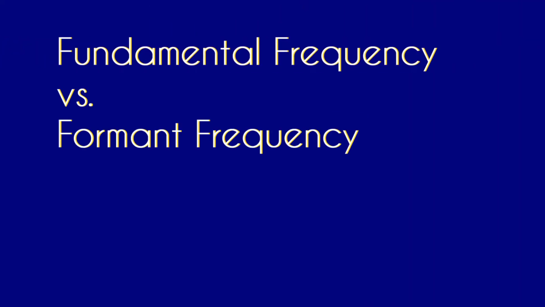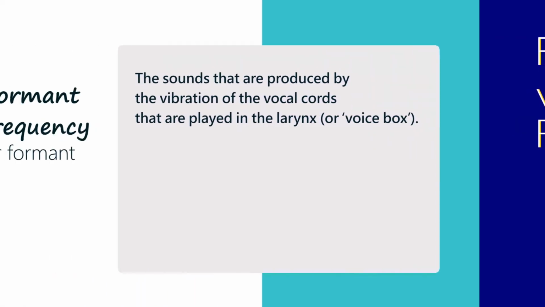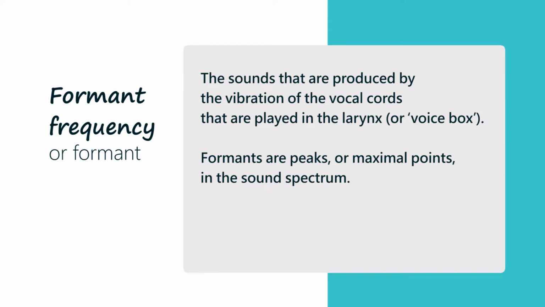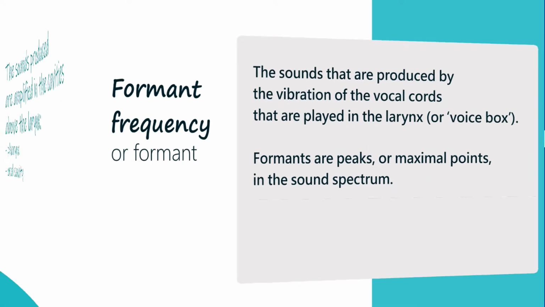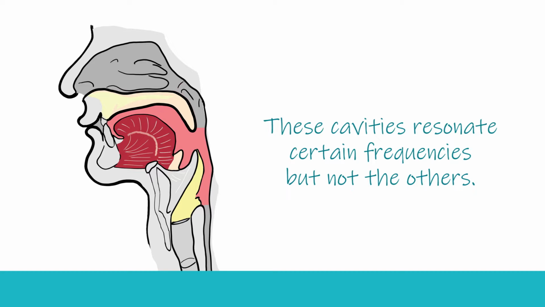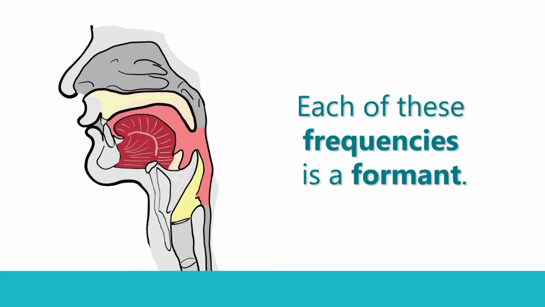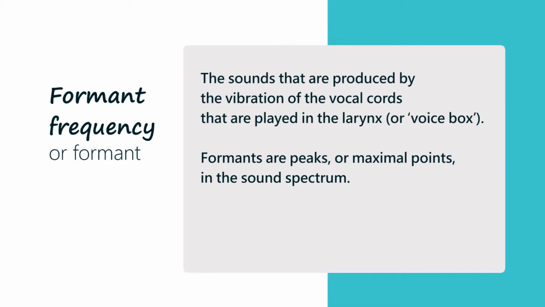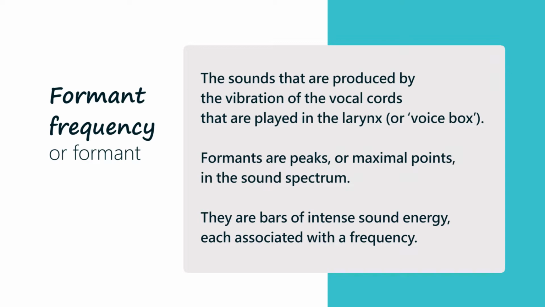Fundamental frequency, formant frequency. The formants are the sounds that are produced by the vibration of the vocal folds that are placed in the larynx or voice box. These speech sounds are amplified in the cavities above the larynx, which are the pharynx or oral cavity, where certain frequencies but not the others are resonated. Each of these resonated frequencies is a formant. In other words, formants are peaks or maximal points in the sound spectrum. As I will show in the picture, they are bars of intense sound energy, each associated with a frequency.